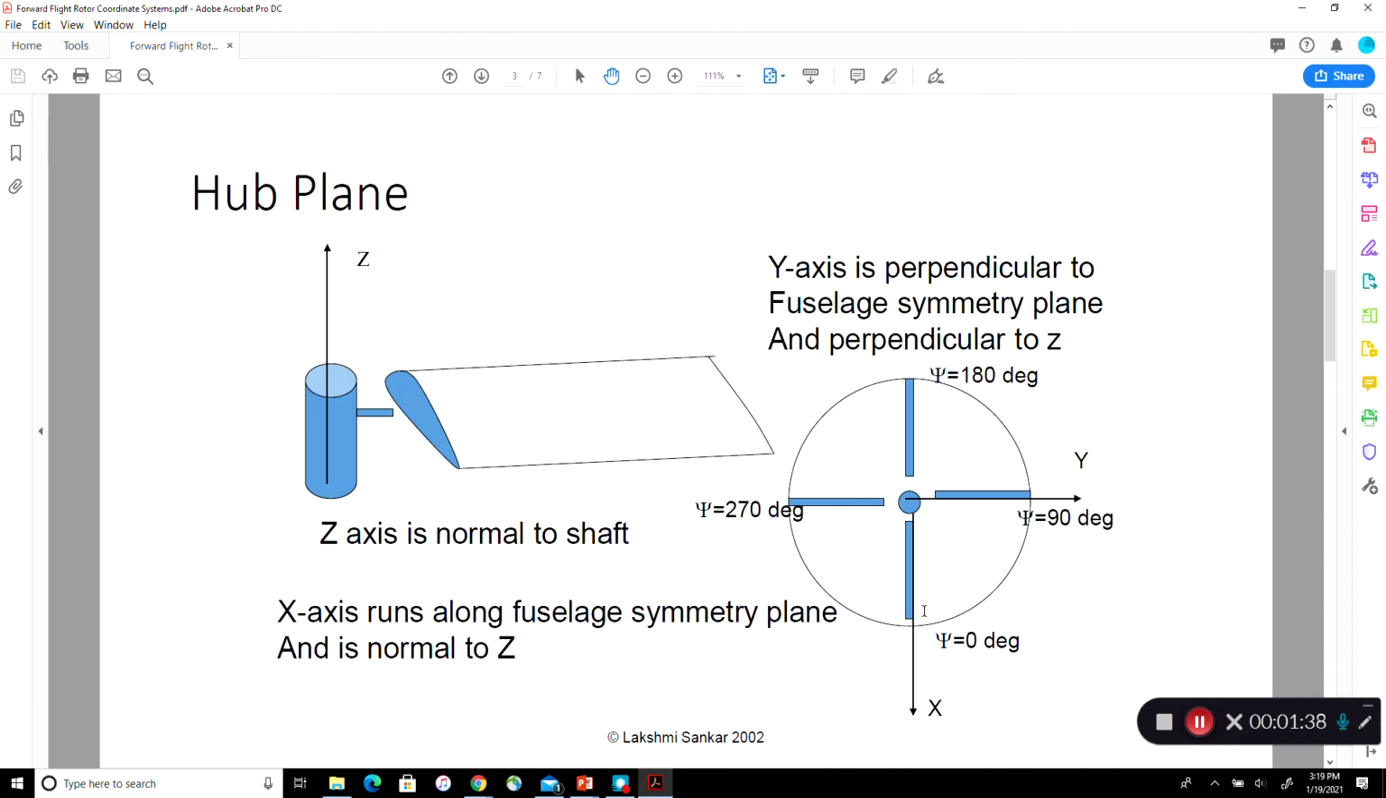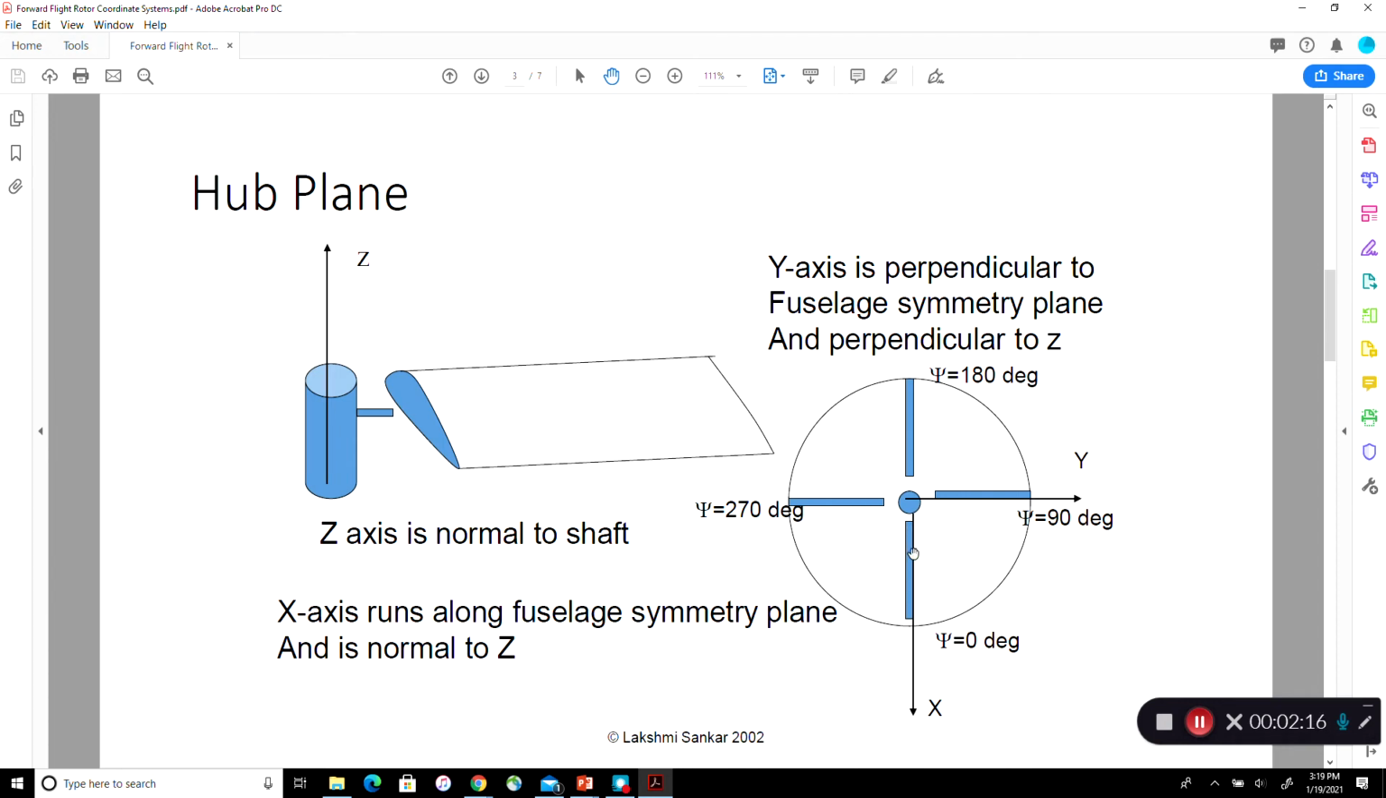The first coordinate system is what we call a shaft-based coordinate system, sometimes called the hub plane. In this coordinate system, this is the shaft about which the blade is rotating. So the z-axis is pointing vertically upwards. The rotor is rotating about the shaft. So z is coming towards us in the plane of the paper. X is behind the pilot over the tail boom. So psi equal to 0 defines the x-axis.